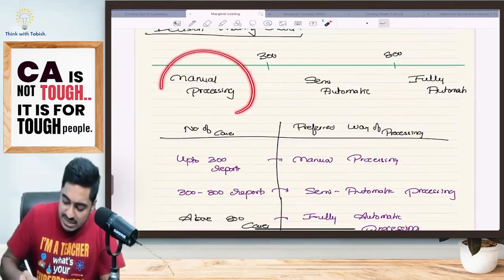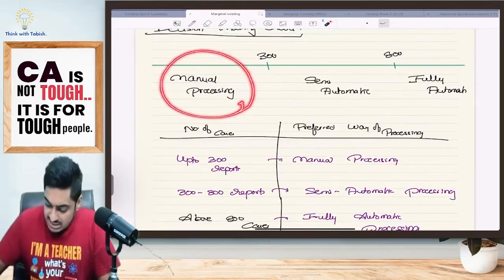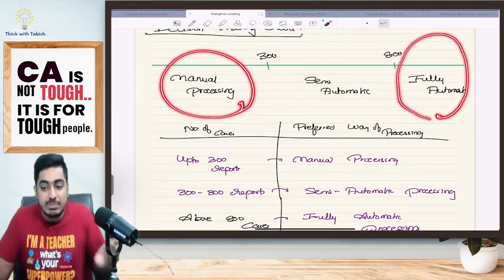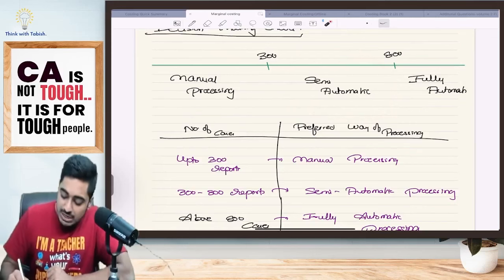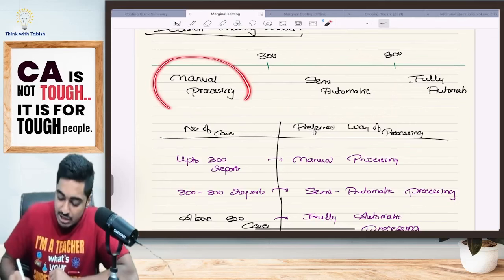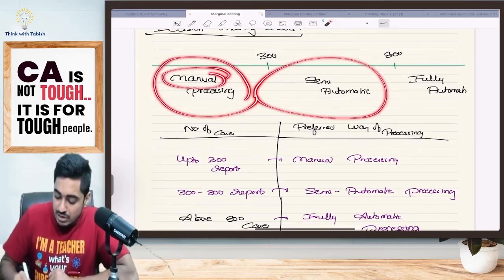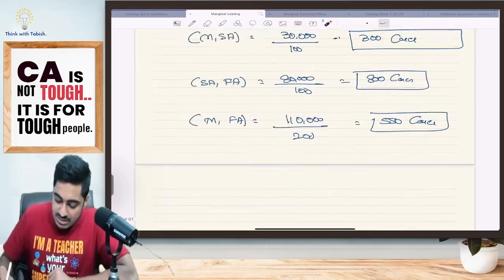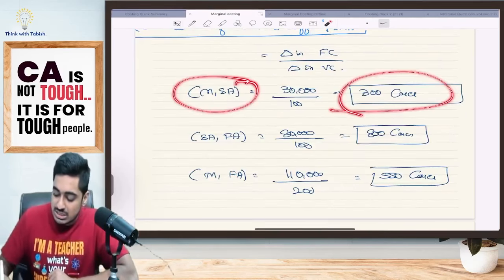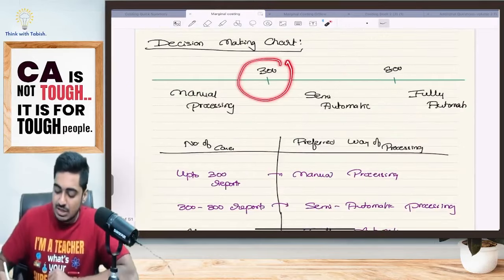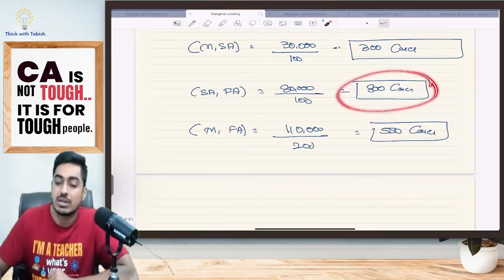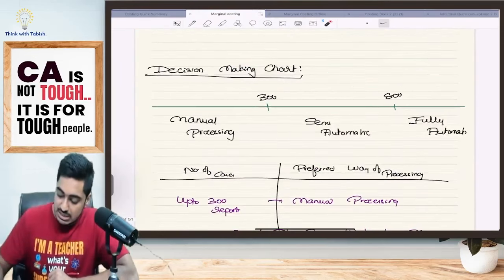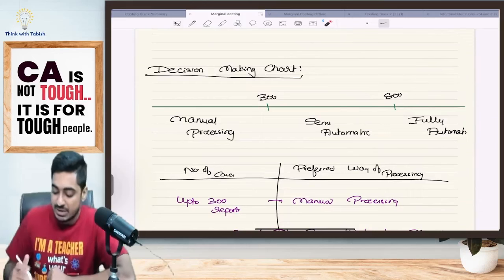So I will draw a simple line for decision making. If usage is very less, I will go for manual. If usage is highest, I will go for fully automatic. In between the two, I have semi-automatic. Now tell me, when am I switching from manual to semi-automatic? Sir, I'm switching at 300 cases. Great. From semi-automatic to fully automatic, when am I switching? I'm switching at 800 cases.